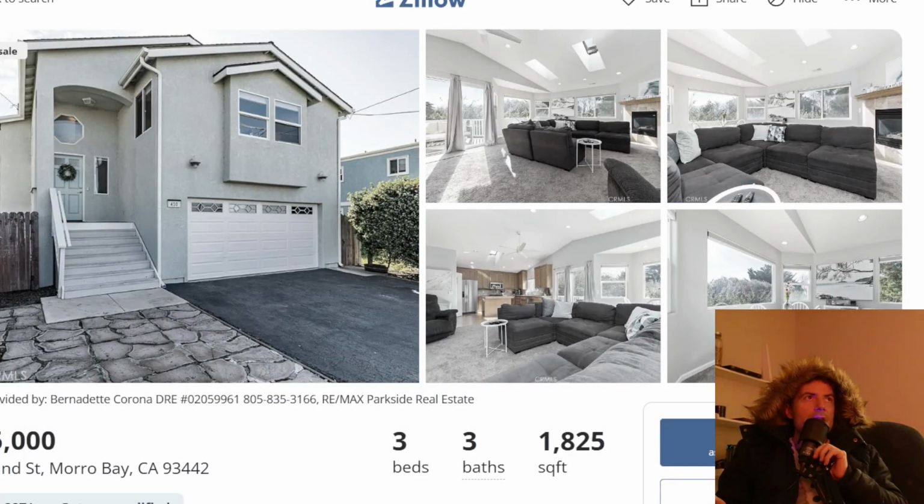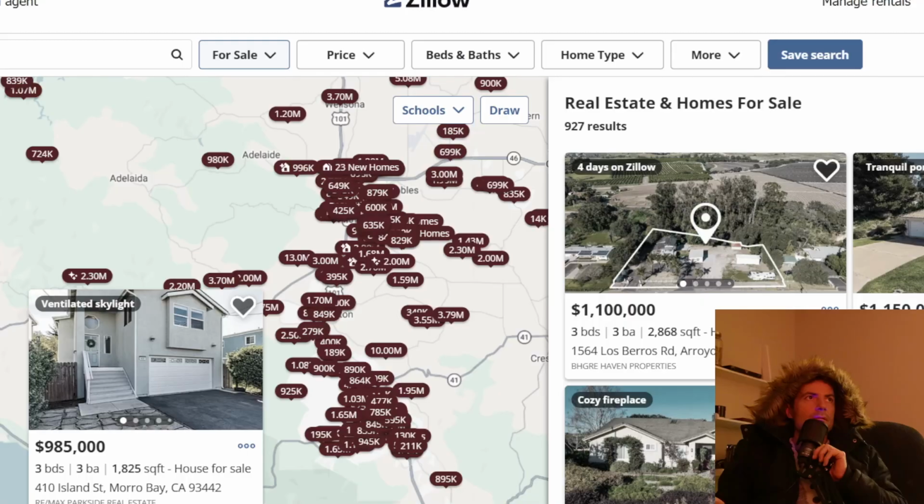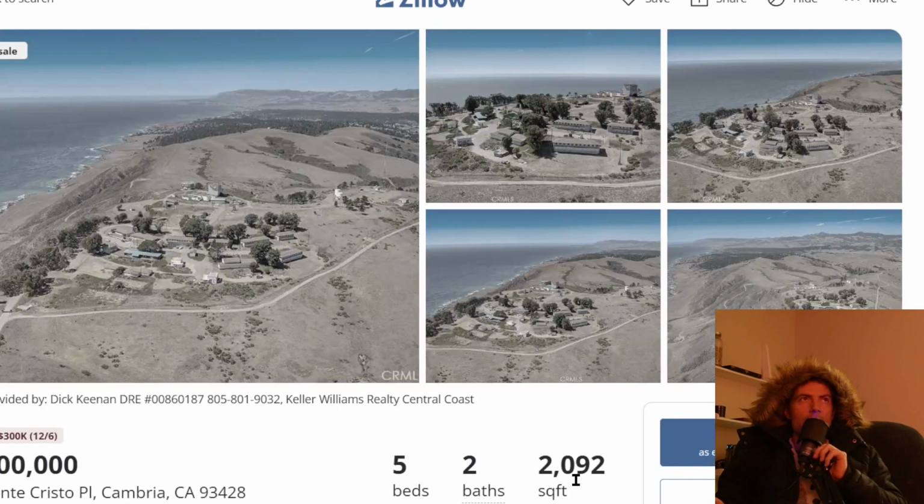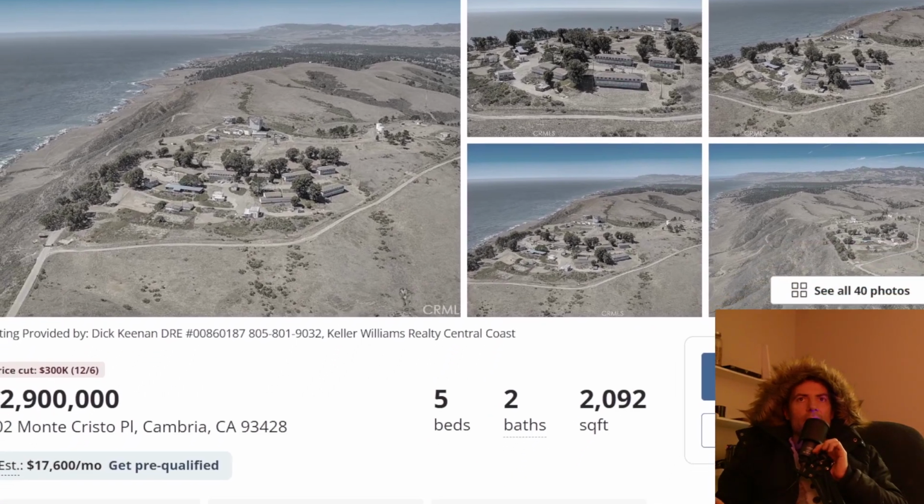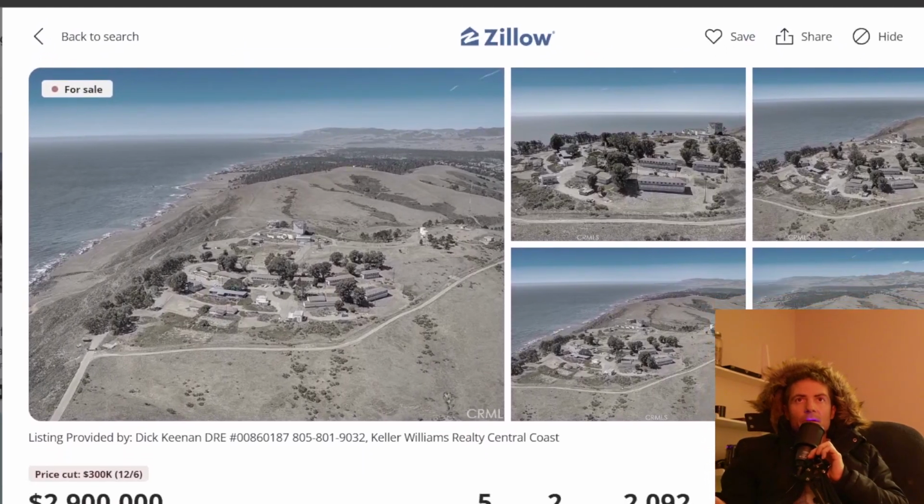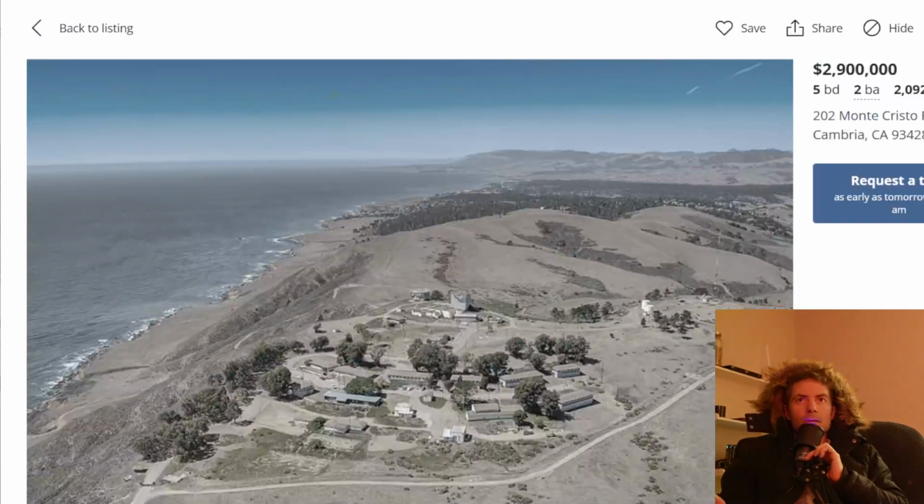But let's see, let's just look up the street a little bit. We have this $2.9 million. Is this a home? Sprawling. And this is 2,000 square feet. $1,300 a square foot, but we might have a lot. It looks like there are a lot of buildings on this area.